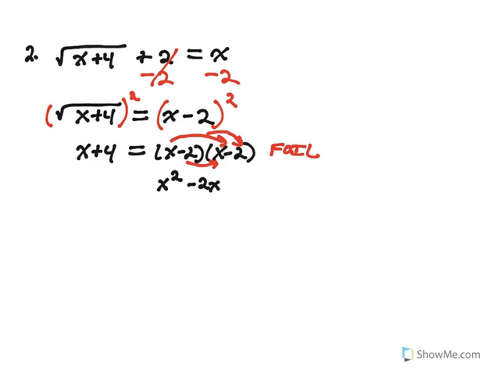Then the inside is negative 2 times x, which is negative 2x. And then the last would be negative 2 times negative 2, which in fact would give me positive 4.